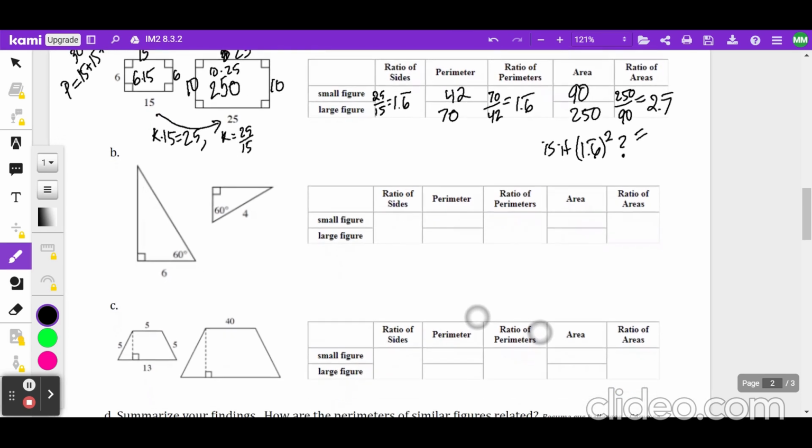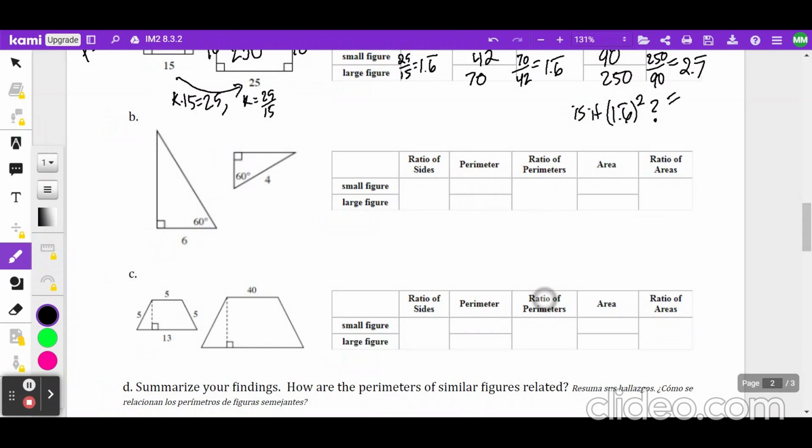Okay, let's go. Two more. So for this one, we've got ratio of sides.